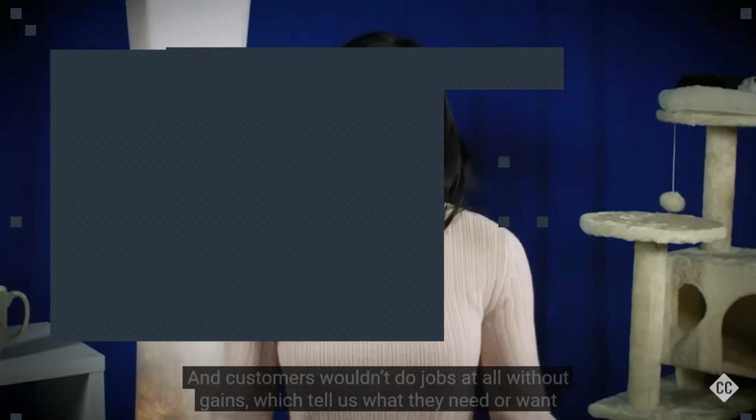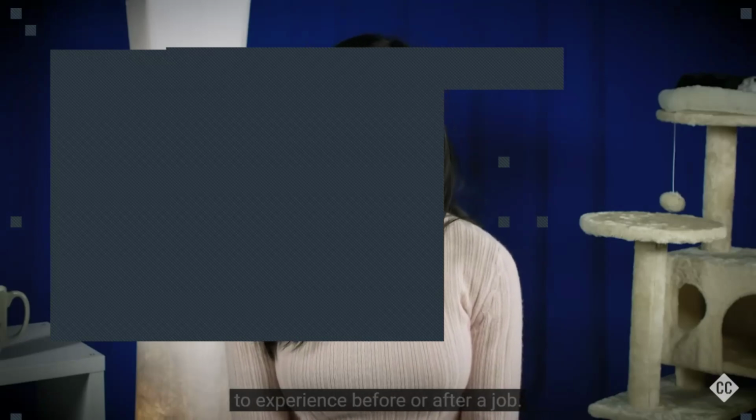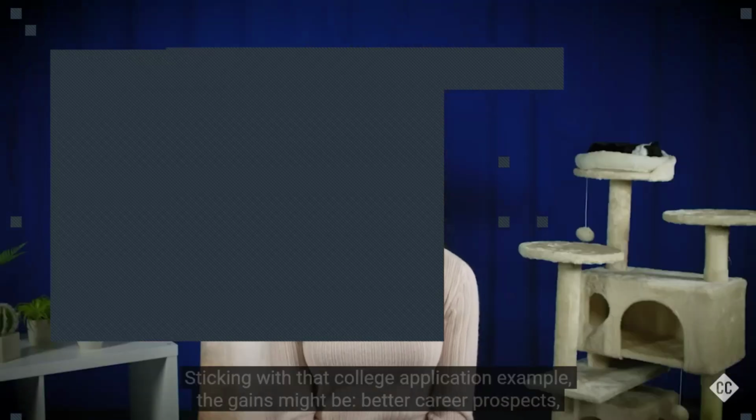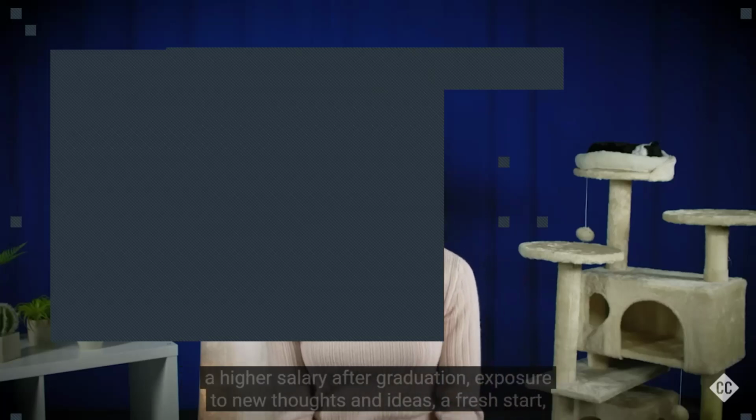And customers wouldn't do jobs at all without gains, which tells us what they need or want to experience before or after a job. Sticking with that college application example, the gains might be better career prospects, a higher salary after graduation, exposure to new thoughts and ideas, a fresh start, or new friends.